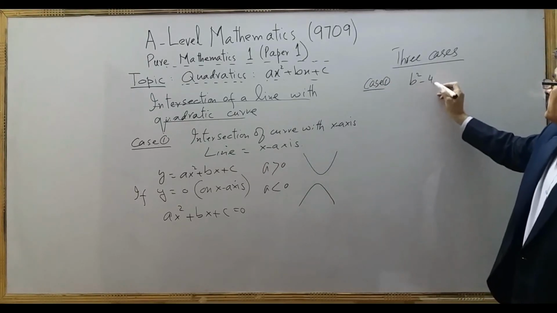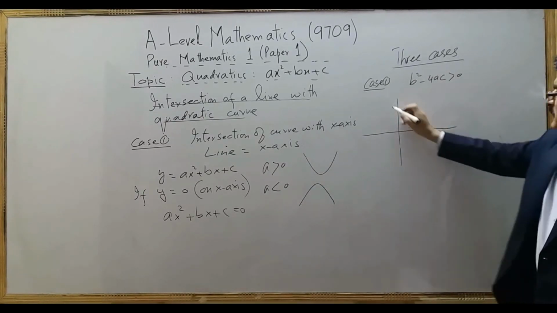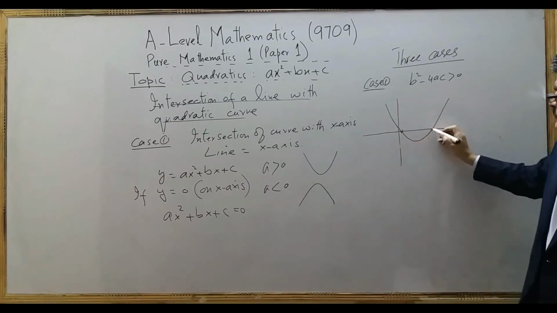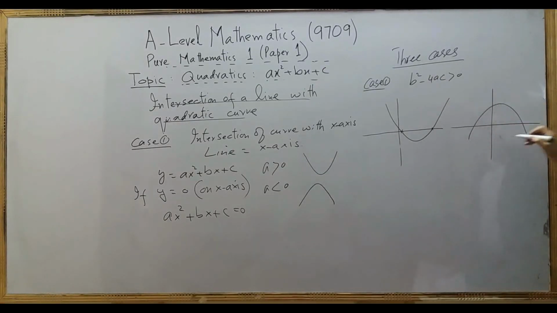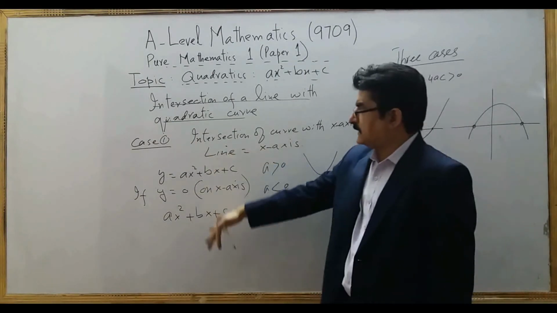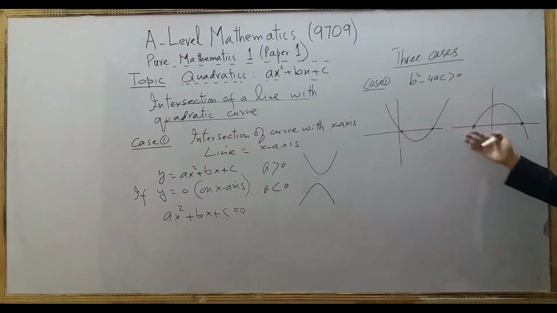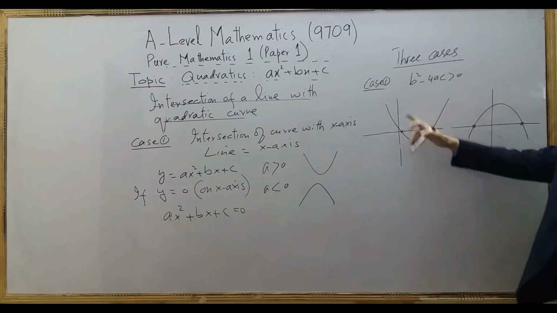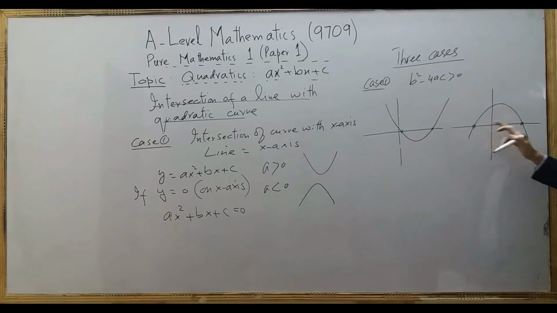In case one, the discriminant may be positive. So what type of curves may there be? It may be like this. It will meet the x-axis at 2 points. Or you may have a curve like this. It will again meet the x-axis at 2 points. So when you set y to 0 and solve the quadratic equation, you have to keep in mind what is happening on the xy plane. If the curve is like this, it will meet at 2 points, or if it is like this, it again has 2 points.